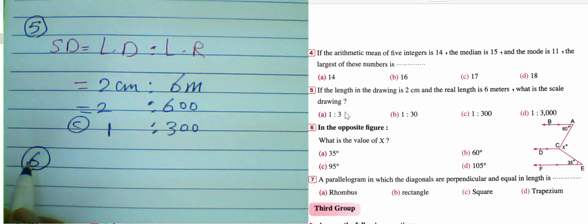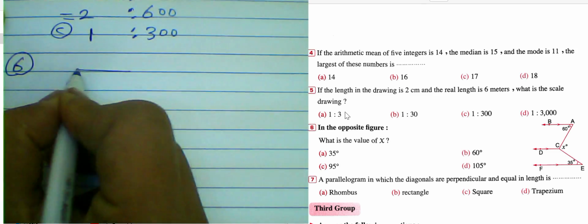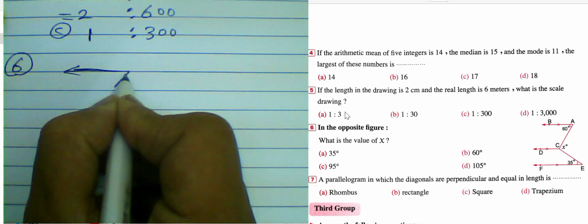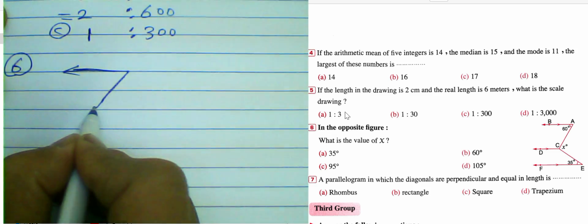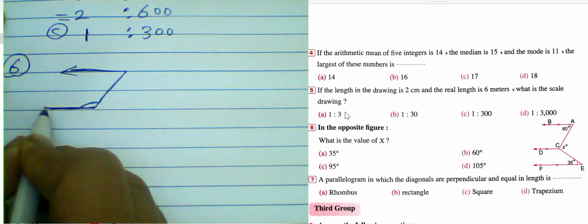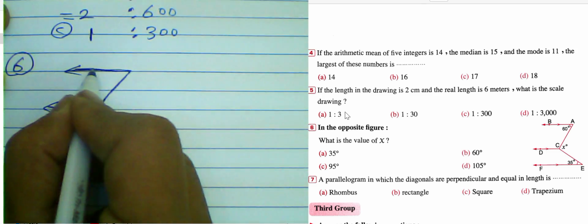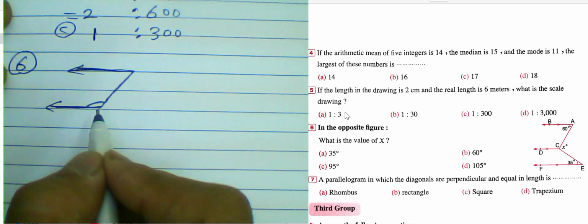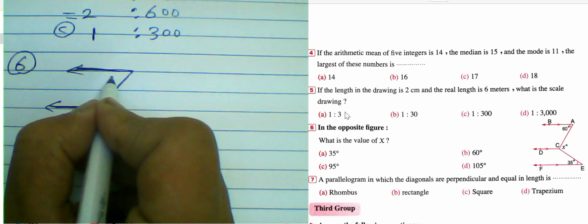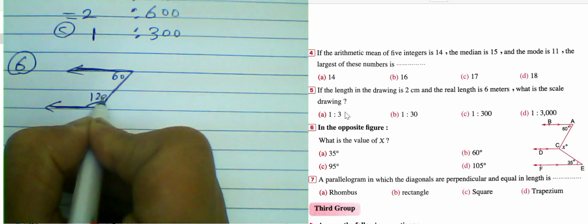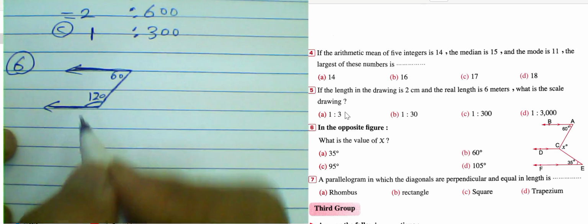Next question number 6. In the opposite figure, we want to find the value of x. Look with me here. We have two interior angles here supplementary. Sum of them equals 180. This angle is 60 degrees, and the measure of this angle will be 120.